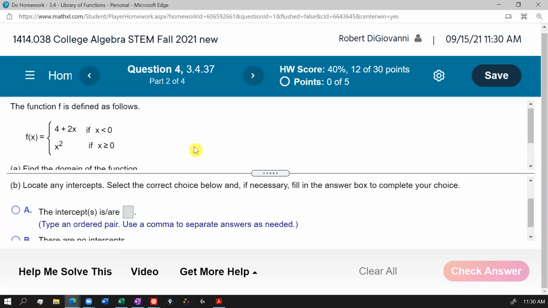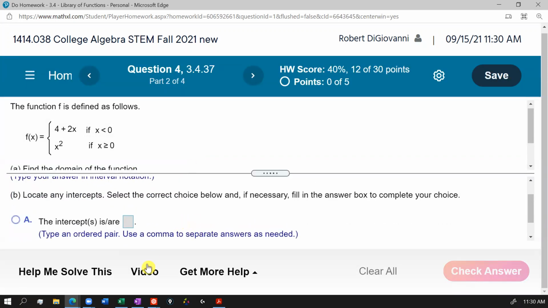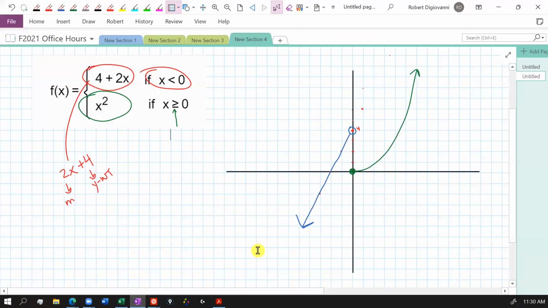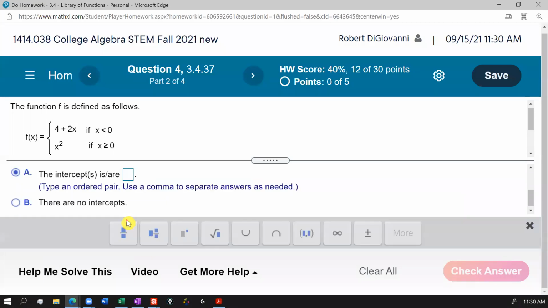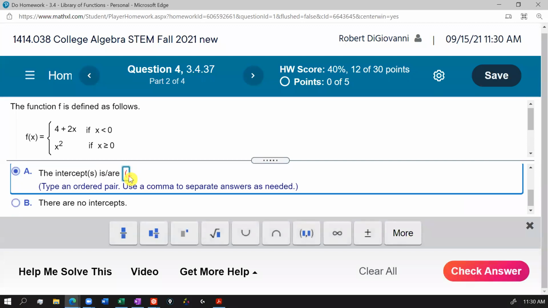There we go. Okay, how about any intercepts? You should be able to tell by our graph. Okay, we have an intercept here that happens at -2. We also have another one here at 0. And for y-intercepts, the only y-intercept we have is also that point. So our two intercepts are 0, 0 and -2, 0.